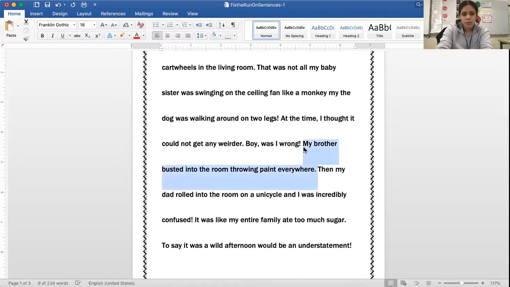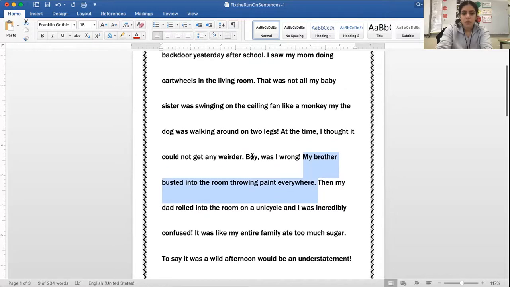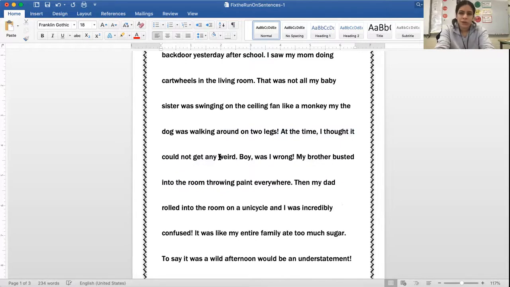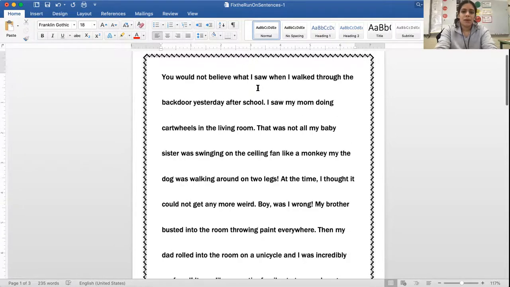My brother busted into the room throwing paint everywhere. Sounds good. Boy, was I wrong. All right, that's a shorter one, but I think it makes sense when I think about the context of the story. At the time, I thought it could not get any weirder. Sometimes when I see things that are like weird, weirder, weirdest, and I'm not totally sure, when in doubt, more it out. More weird. Could not get any more weird. All right, and I'm going to keep working backwards.